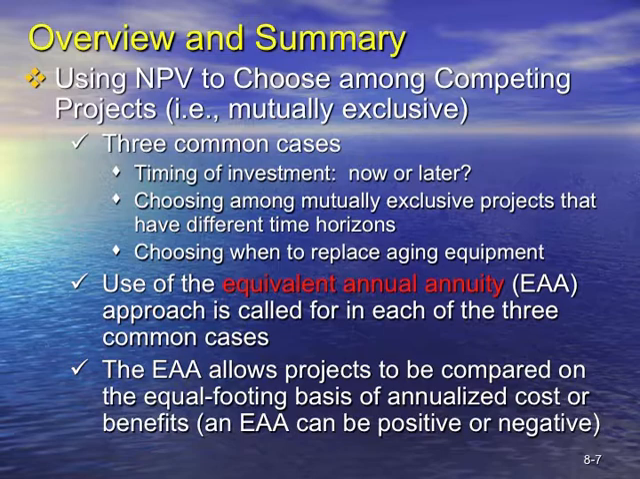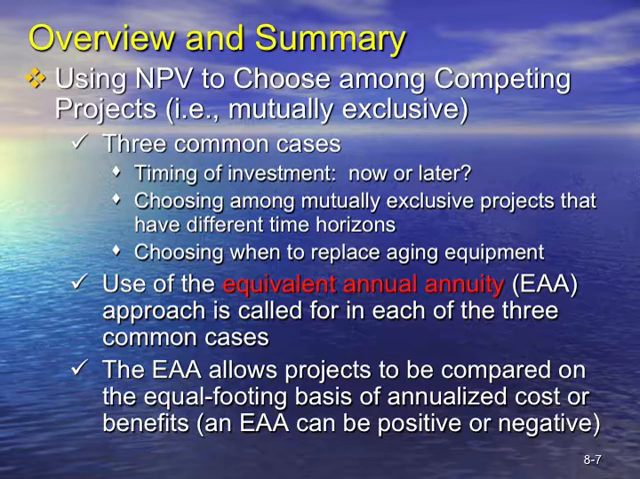Choosing among mutually exclusive projects that have different time horizons. We could have a project that lasts for 10 years and one that lasts for 5 years. Well, we can't directly compare a project that lasts 5 years to one that lasts 10 years, because the one that lasts 10 years just automatically has more cash flows, doesn't it? That's not a level playing field, is it? So we need to make some kind of adjustment there.